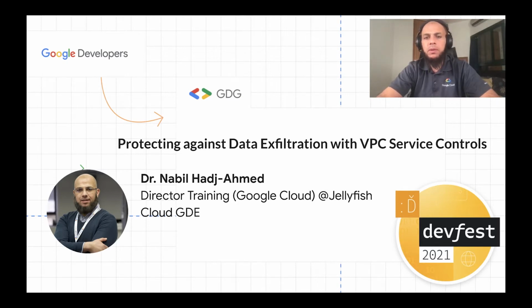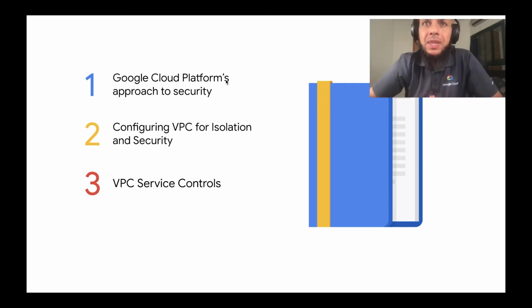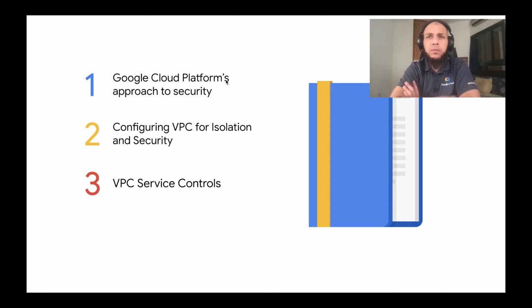Before we get to that topic, I'm going to talk a little bit about security and the Google security approach, and then talk about the security items when it comes to the network in GCP, protecting the VPC and configuring VPC for isolation from a security perspective. And then we will see the topic of VPC Service Controls. Why do we need them? What are the things we need them to resolve?